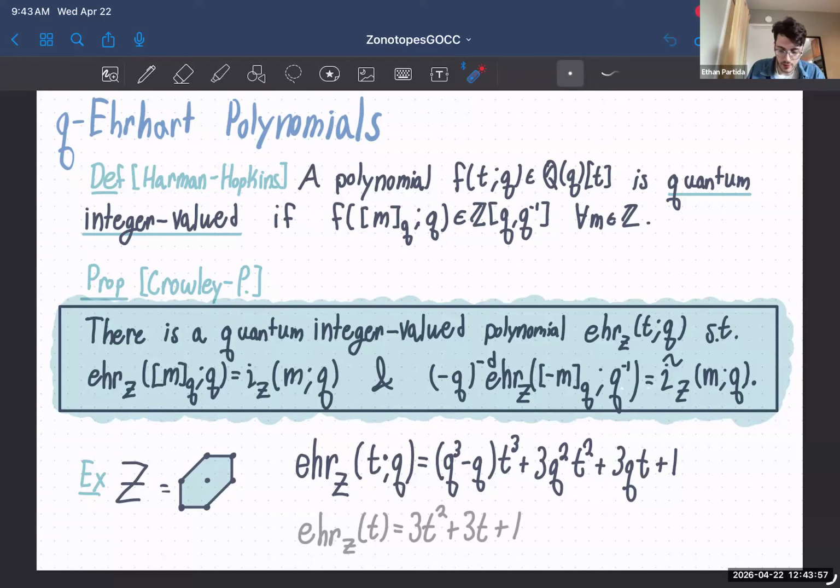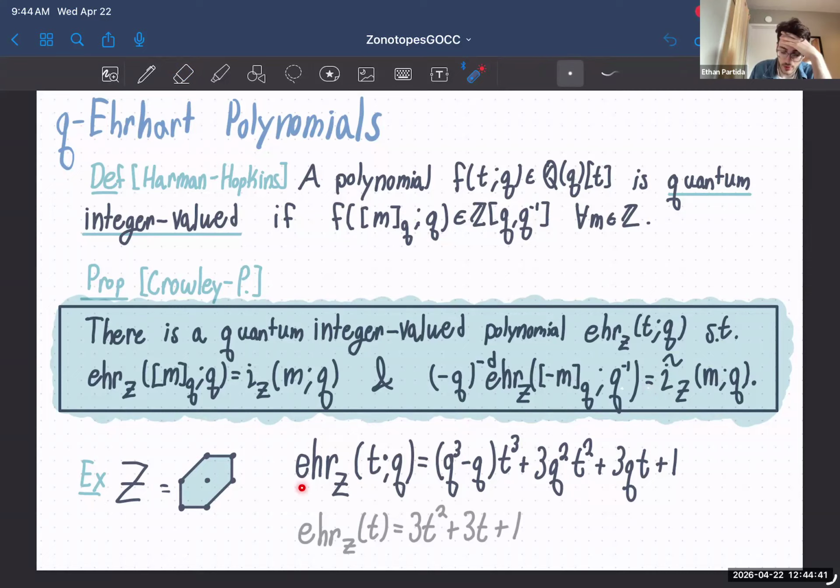Okay. Working with this Tutte polynomial evaluation that we gave in the previous slide, doing some arithmetic, Colin and I were able to construct a quantum integer valued polynomial, which we call the graded Ehrhart polynomial, such that when I plug in a q integer, m, I get back out our graded lattice point count of the zonotope. And there is some reciprocity type statement where I'm plugging in minus q integers and doing some crazy stuff to the degree shifts, and I'm getting out the lattice point count of the interior.